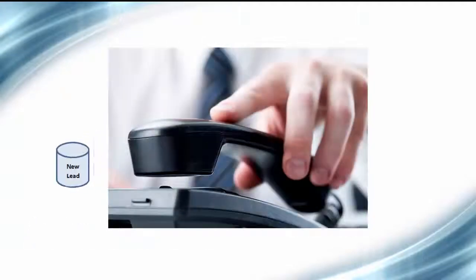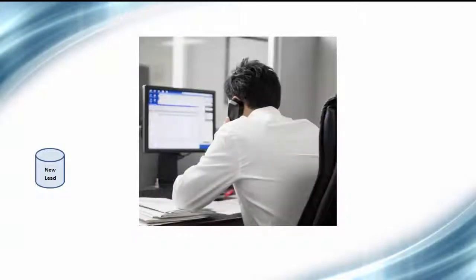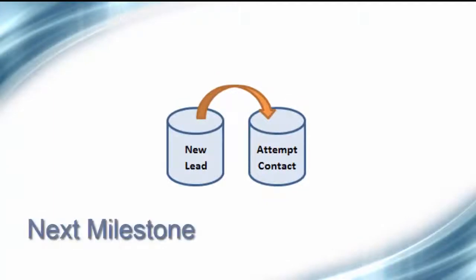I pick up the phone and give Bob a call and leave a message. My action was to attempt a call, and in doing so, I move Bob from the new lead bucket or milestone to the attempting to contact bucket. My action moved Bob to the next step or milestone.